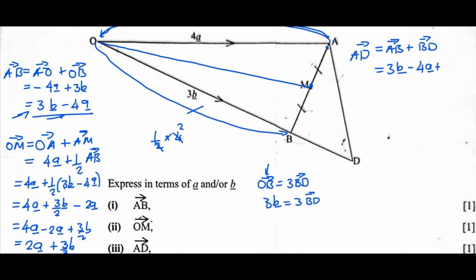Now let's make BD the subject of the formula. We divide by 3 on both sides. So what's our BD? 3 into 3 is 1, so BD is just the vector B. So this means that there is B here, so plus B. So 3B plus B minus 4A. 3B plus B will give us 4B minus 4A.